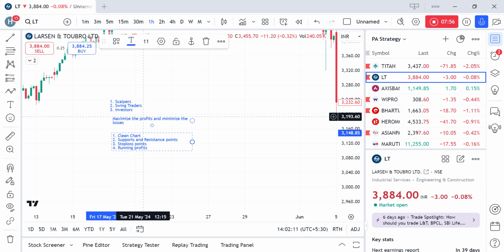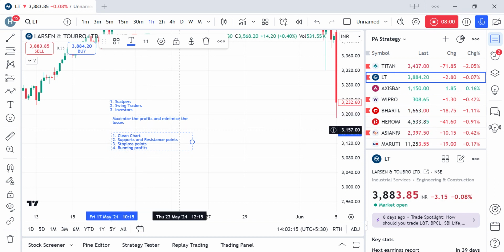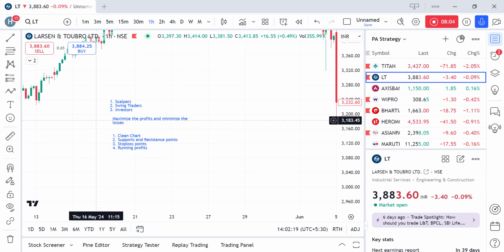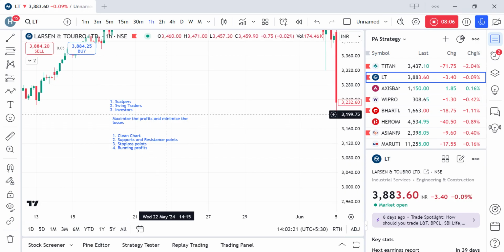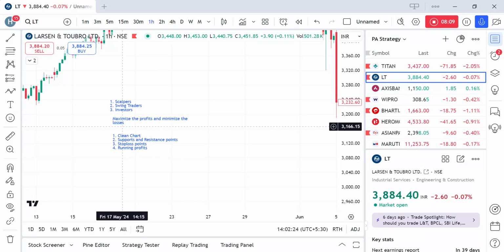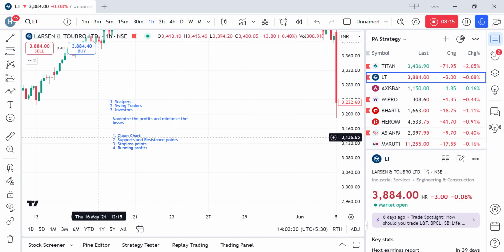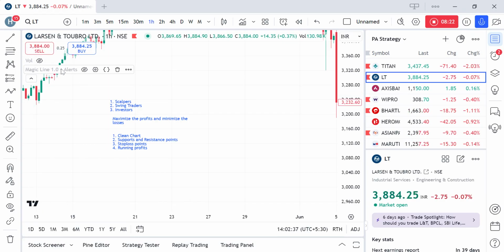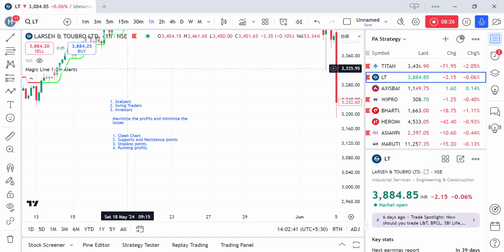So how can we achieve all four of these objectives, our goal, that is maximizing the profits and minimizing the losses? What can we do to gain all four of these? Here I would like to introduce you to our magic indicator, which is the Magic Line 1.0 Alert Plus indicator. So this is how it looks.